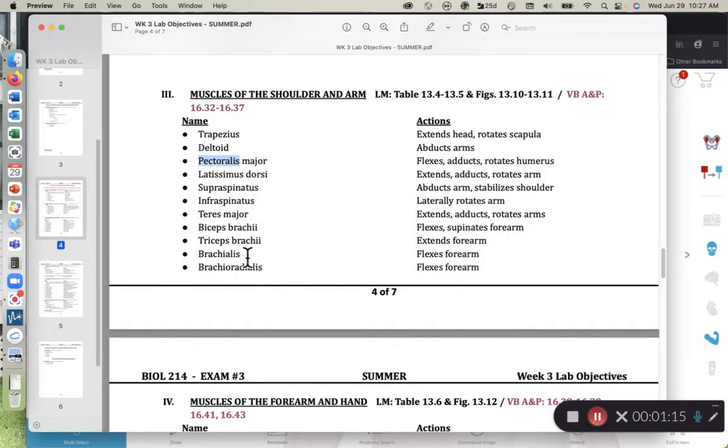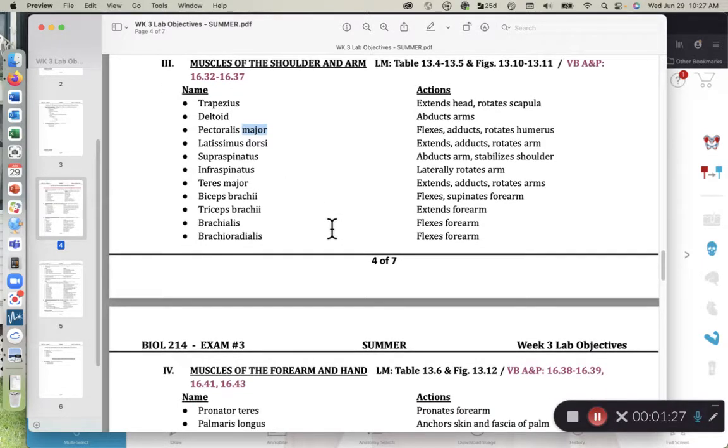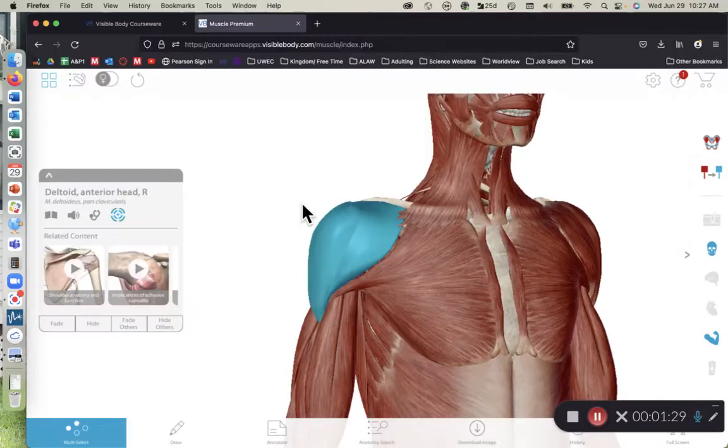Our next muscle is the pectoralis major. As a good rule of thumb, class, when you see a name like major, that implies that there's a smaller muscle called the minor. Even if we don't necessarily put that on your lab objective list, just be aware of that. So I'll go ahead and get rid of the multi-select here.